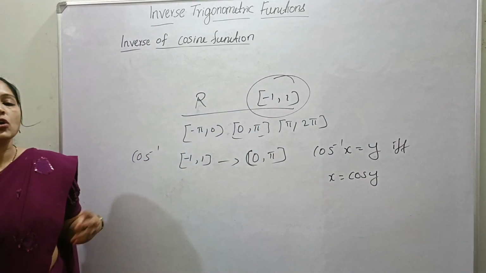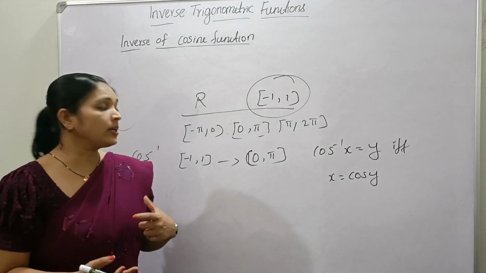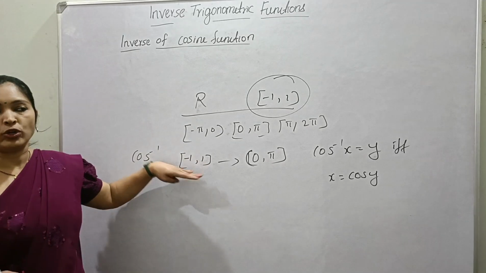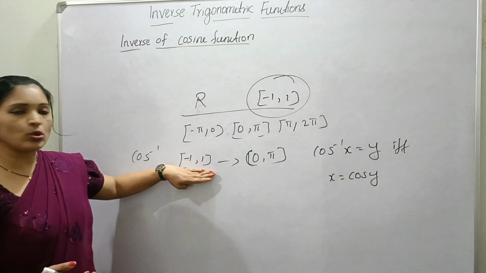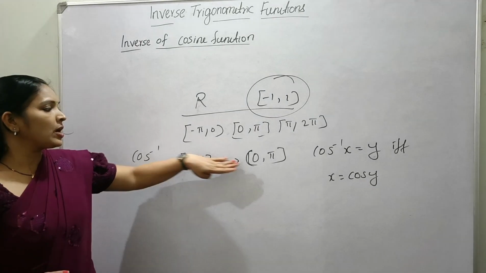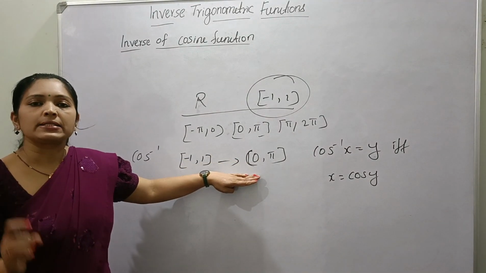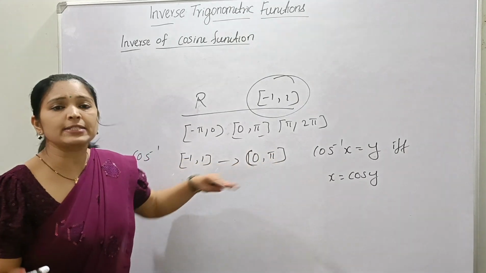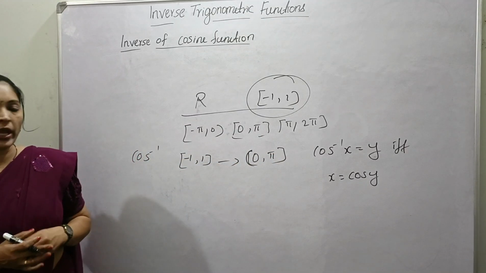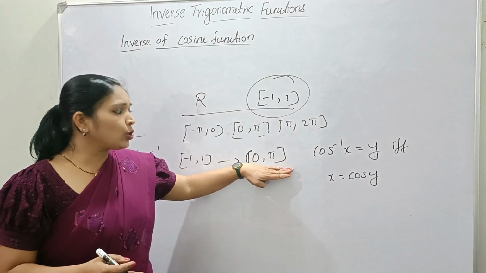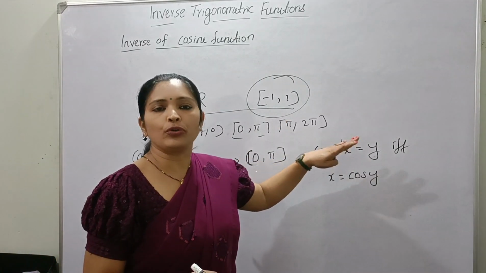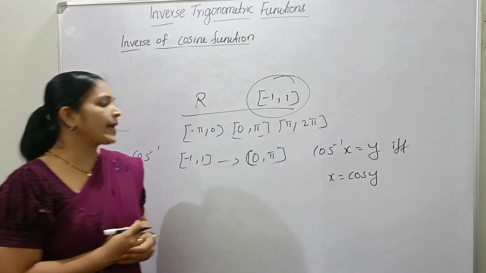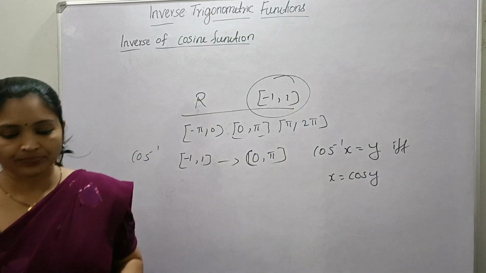Remember, cos inverse is a function from minus 1 to 1. The domain is the closed interval minus 1, 1, and the range is 0 to pi. This range is called the principal value branch. The range is 0 to pi, such that cos inverse x is equal to y if and only if x is equal to cos y.